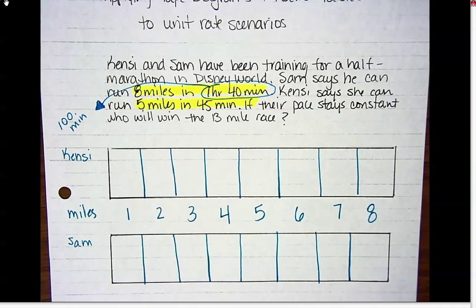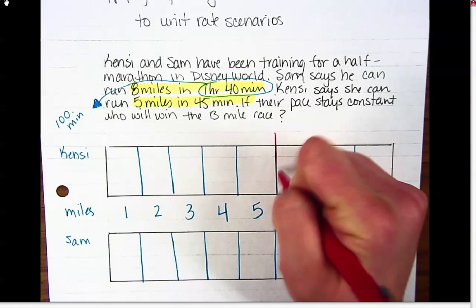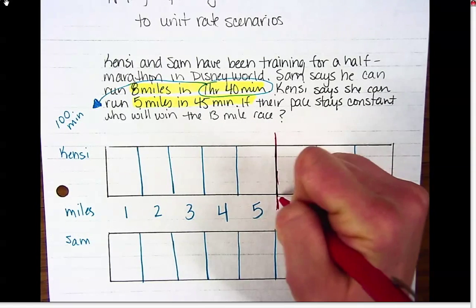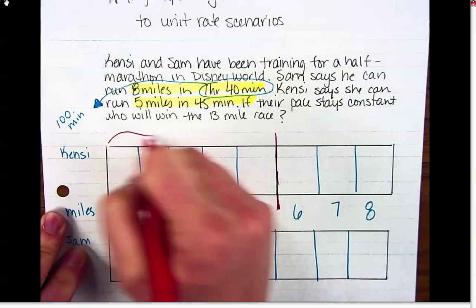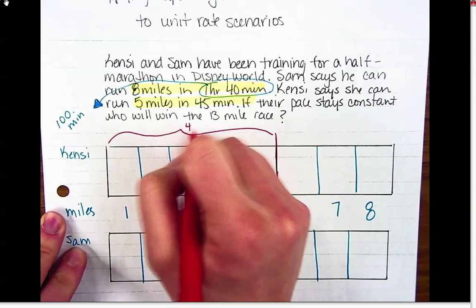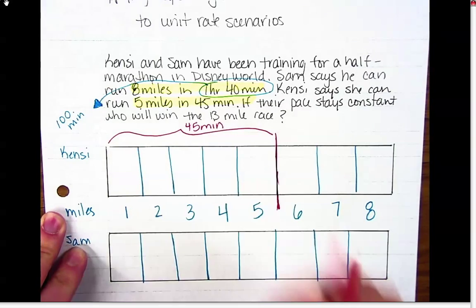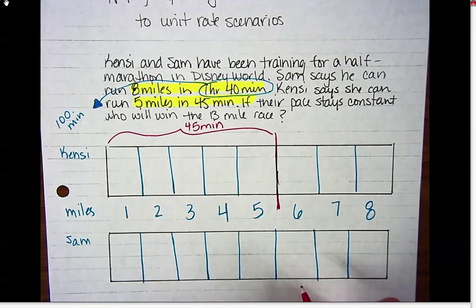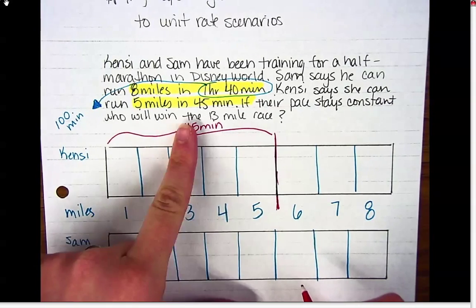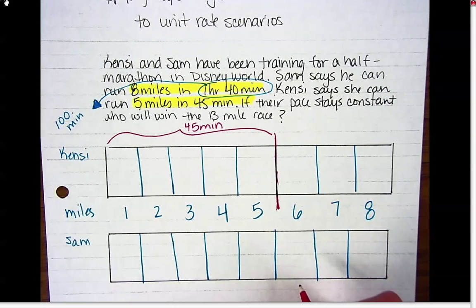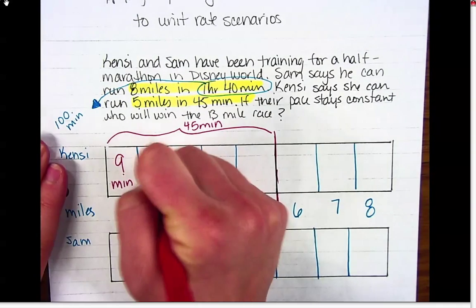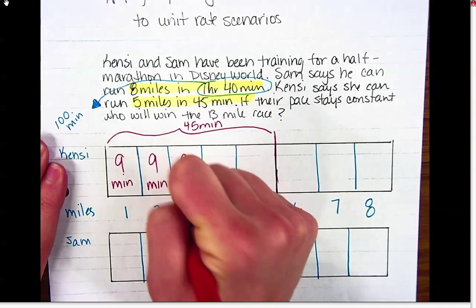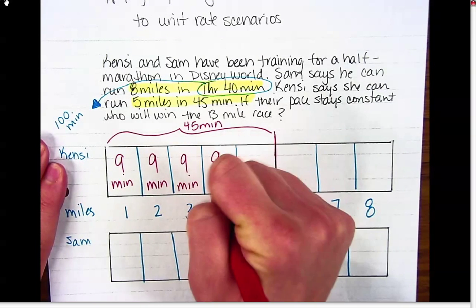I look at Kenzie and I see that she can go, kind of break off, these 5 miles here, and they tell me that she can go those in 45 minutes. Well, that puts a light bulb in my head. Oh, 45 and 5 work nicely together. That means she's running 9 minutes each mile. Okay, so I'm going to put my 9 minutes for each mile in here.